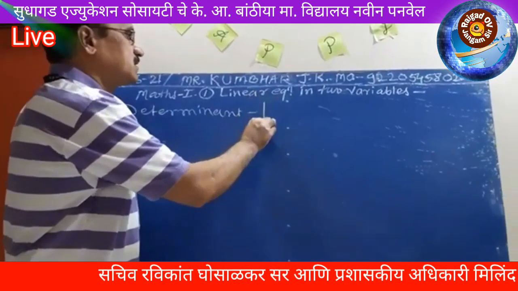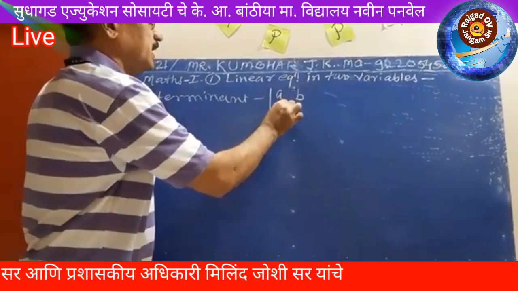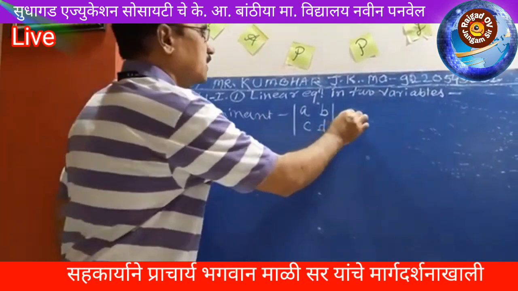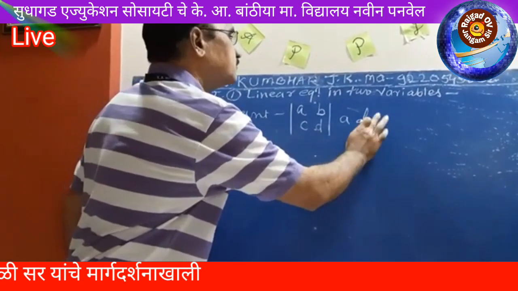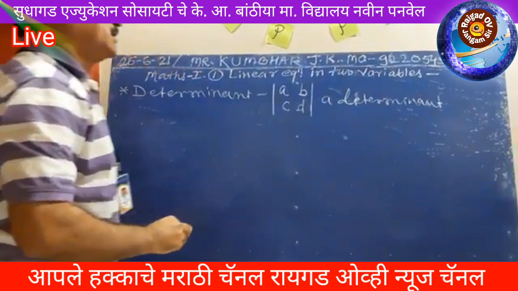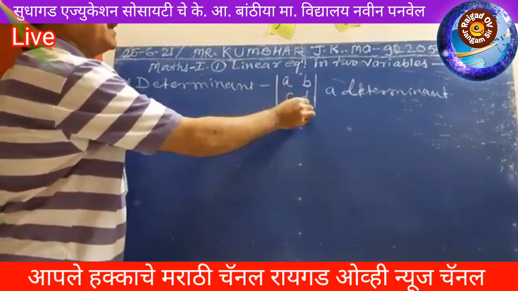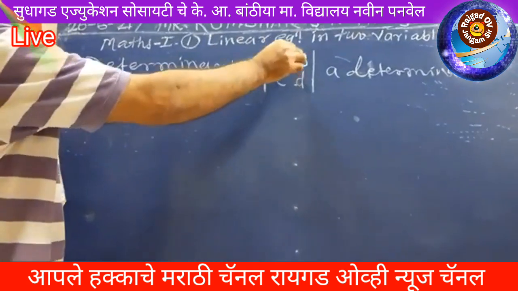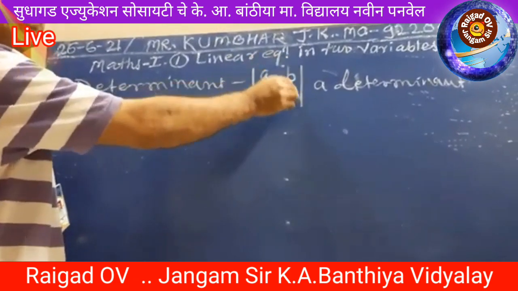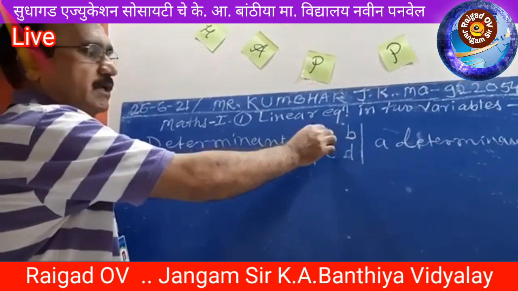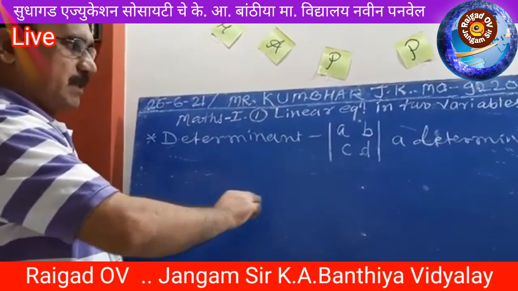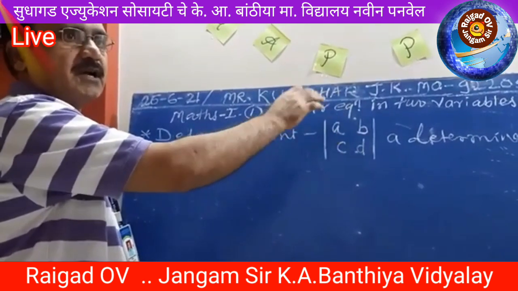You know, this is the sign of determinant. A, B, C, D in this form is called a determinant. Here A, B and C, D are two rows, and A, C and B, D are two columns. There are two elements in each row and each column. Therefore, the degree of this determinant is 2. If there are three elements, then the degree of that determinant will be 3.